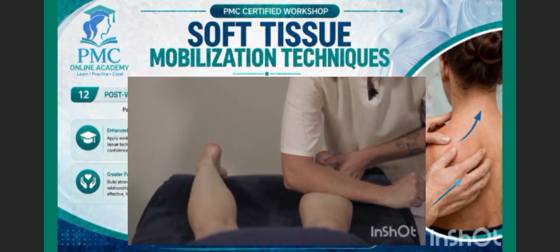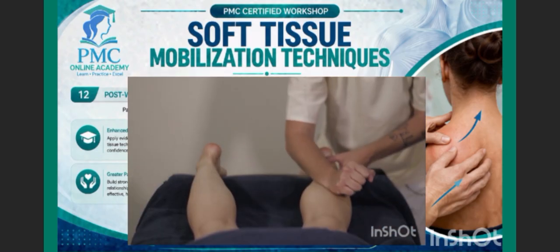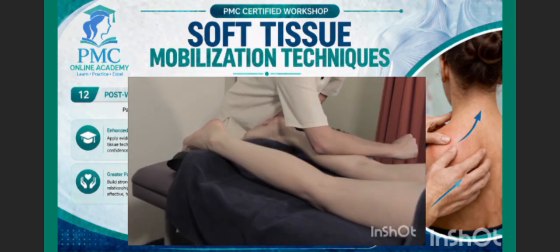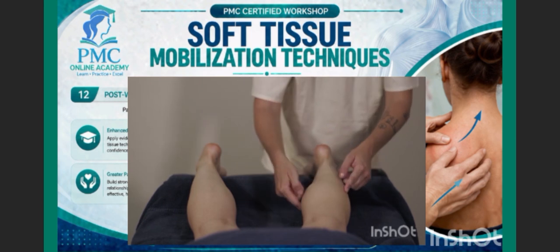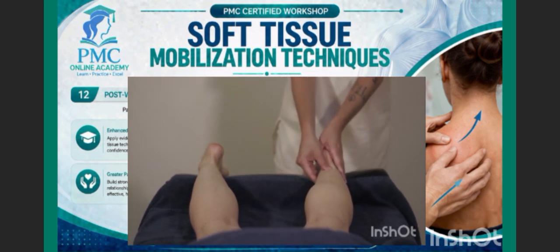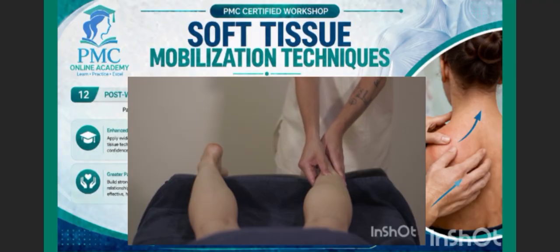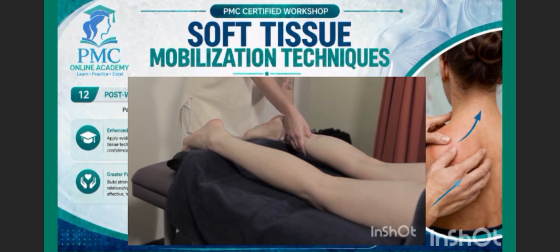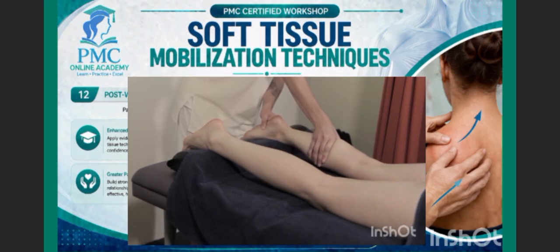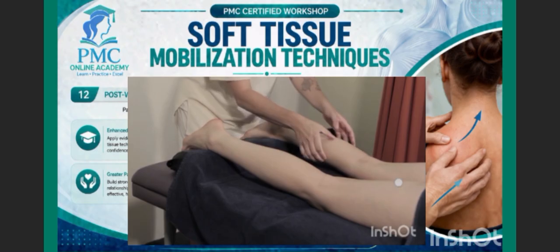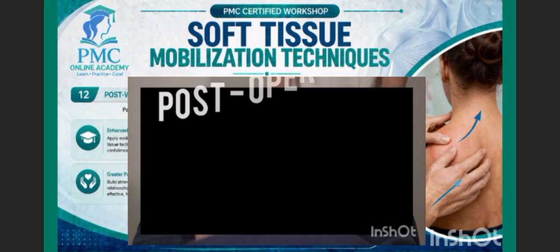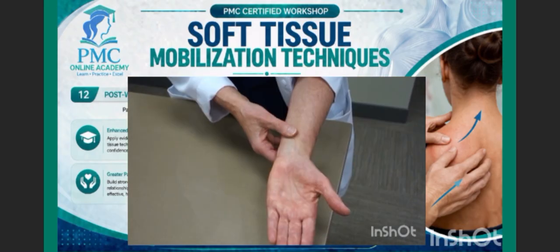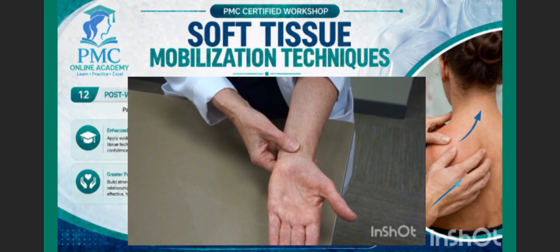Fifth is plantar fasciitis. Another common condition is plantar fasciitis. STM can be applied to the plantar fascia, calf muscles, and Achilles tendon. This helps reduce tissue tightness, improve flexibility, and relieve pain during walking. Sixth is IT band syndrome. Athletes, especially runners, often develop iliotibial band tightness. Soft tissue mobilization technique performed around the lateral thigh, tensor fasciae latae, and surrounding muscles can improve mobility and reduce discomfort.